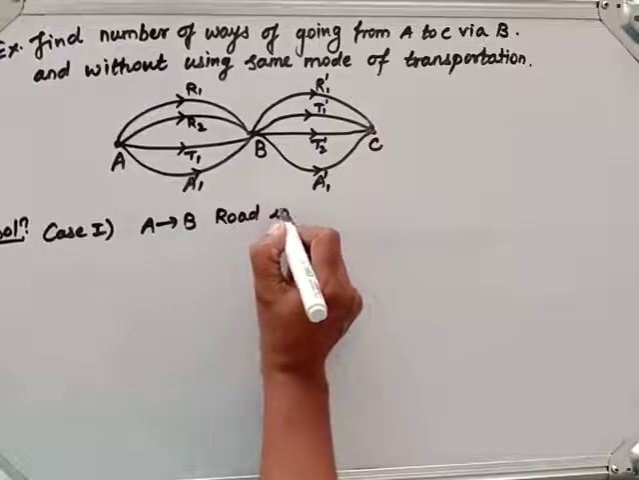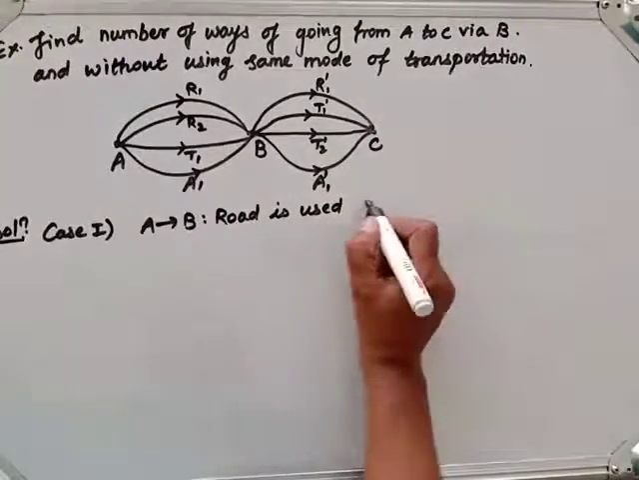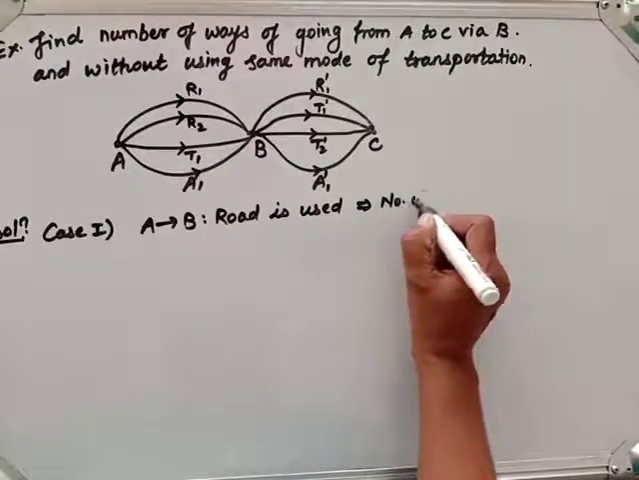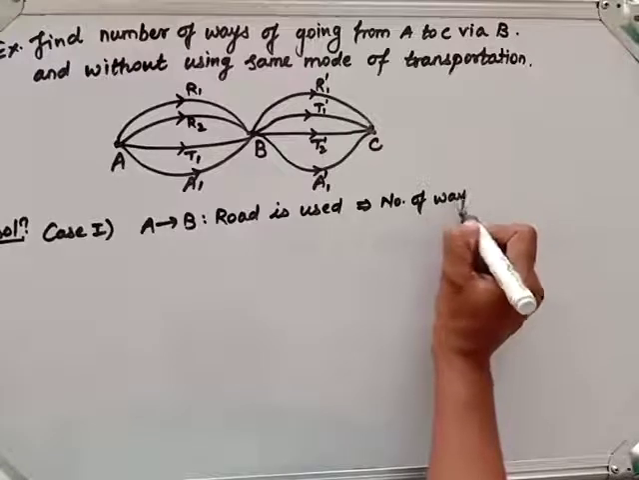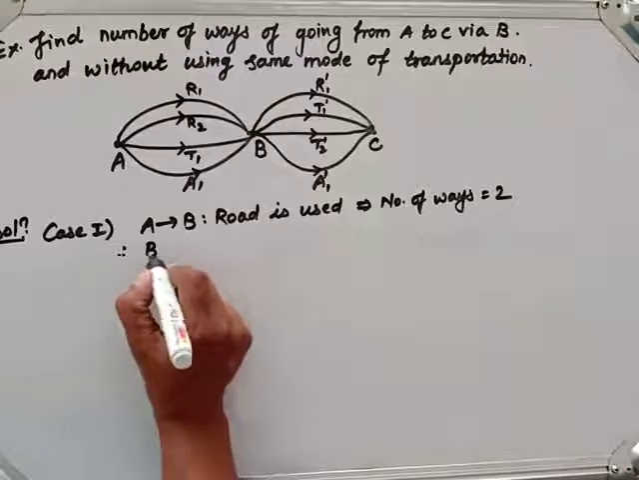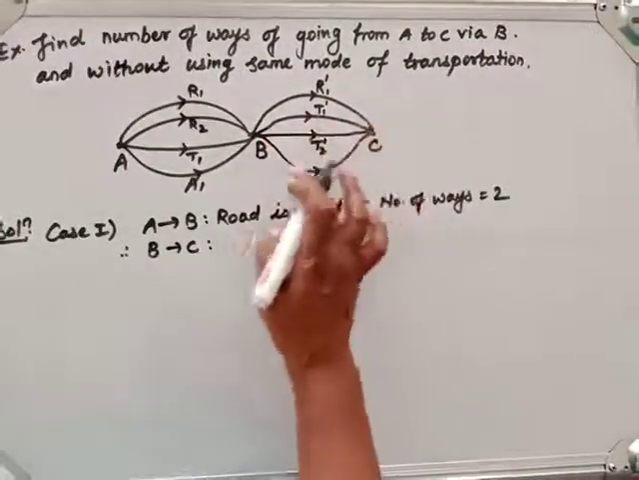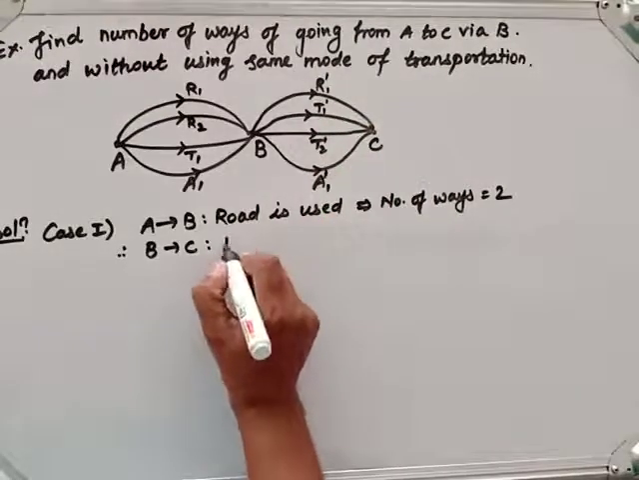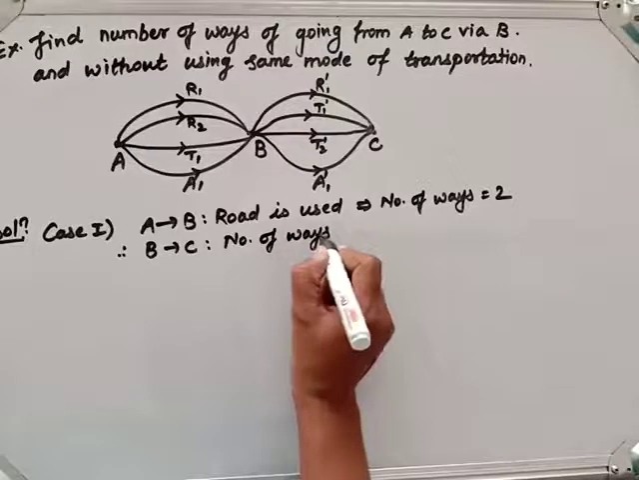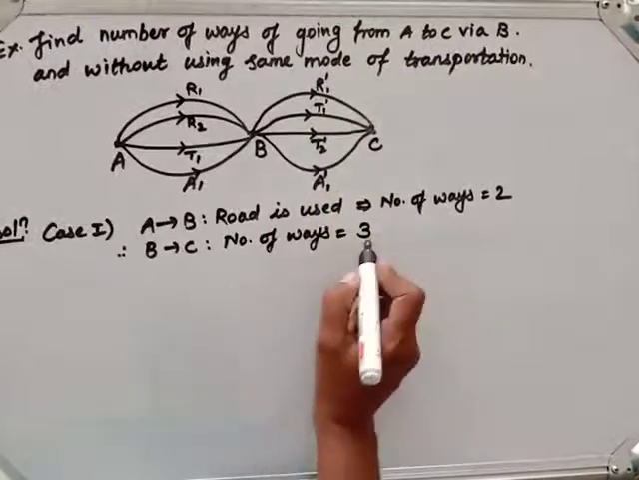Case 1 is, suppose from A to B we use road. If road is used from A to B, how many ways are there? Therefore the number of ways is 2. Therefore from B to C we cannot use the roadway. Either use train or use airway. So how many ways are left? 3. Either train or air. So the number of ways is 3.